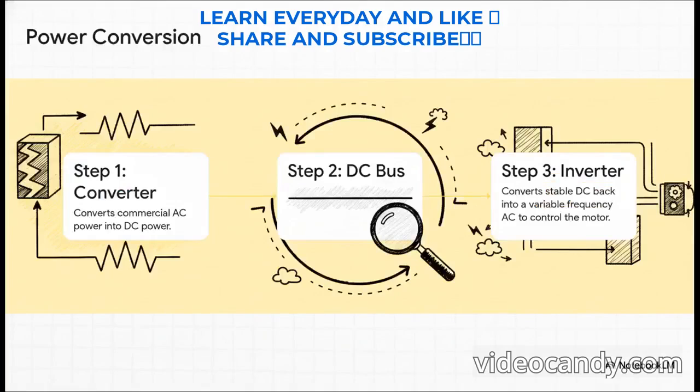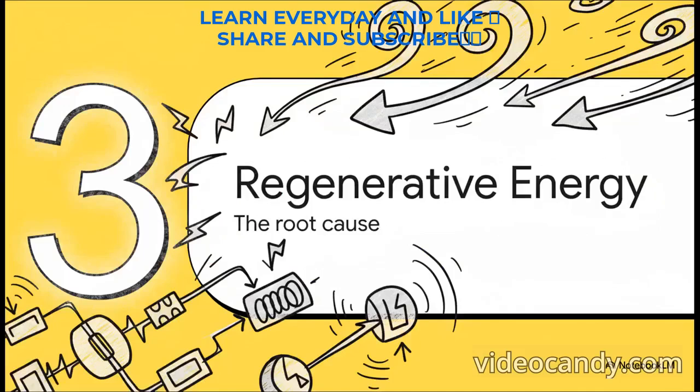First, the converter takes the AC power from the wall and turns it into DC. But it's kind of choppy. It's not smooth. That's where step 2 comes in, the smoothing circuit. That's our DC bus. Its whole job is to iron out all those ripples. And then finally, the inverter takes that nice, smooth DC power and creates the exact AC signal needed to control the motor. Our investigation is focused right on that second step, the smoothing circuit.